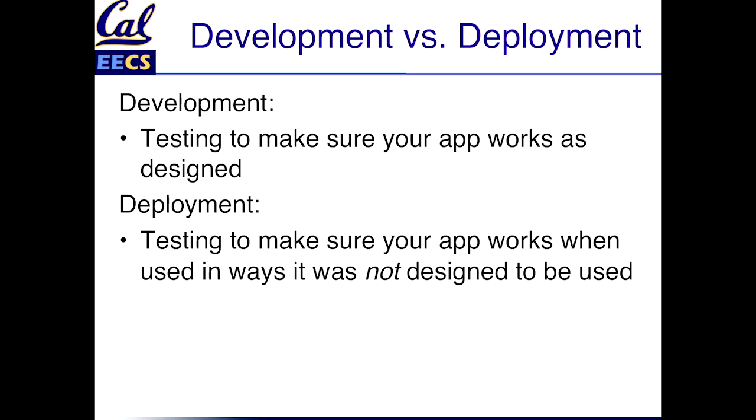So when people give it nonsense input, when it's attacked by evil forces, when it's overloaded because you're unexpectedly popular, what are the things that happen in deployment, and how do you guard against those things? What techniques can we bring over from development?